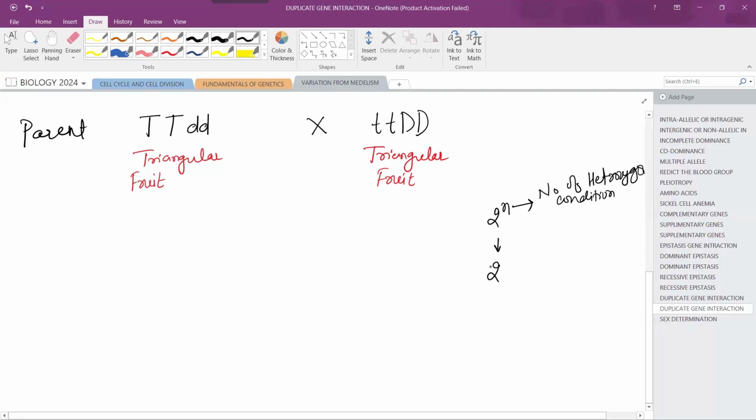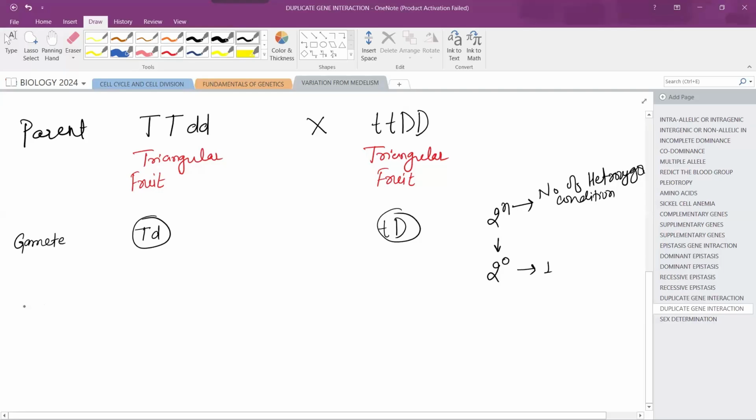Is there any heterozygous condition or not? No, there is not. If there is not, we will take it as zero. And then can you tell me what is the result of this? One. Yes, only one type of gamete you will see here. That is capital D and small d and capital D.